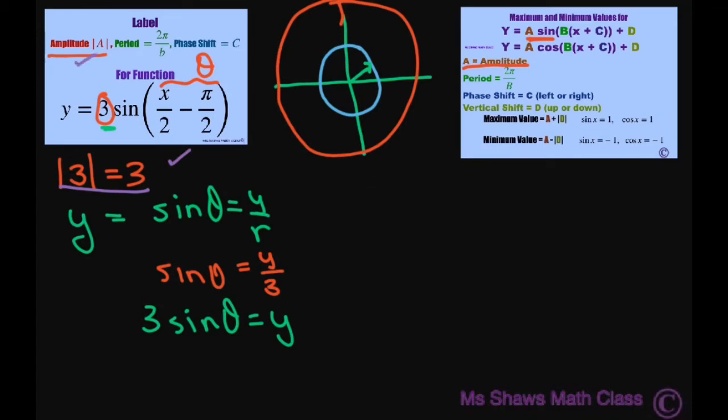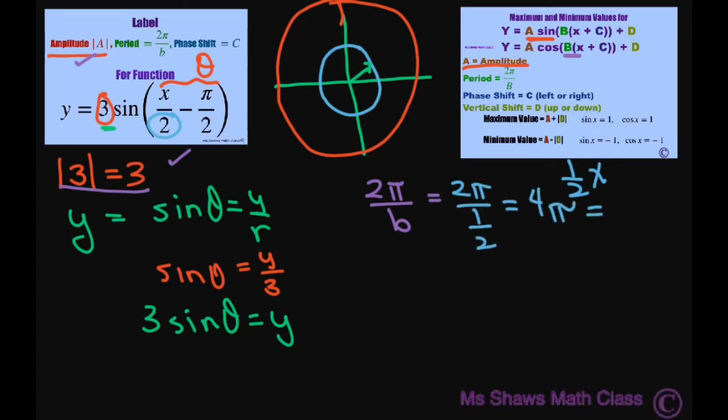Now the period. Your period is 2 pi divided by b. So basically, your b is the number here in front of the x. So for us, we have 1/2 x. The 2's just under here. So it's going to be 2 pi divided by 1/2. That equals 4 pi, and that equals your period.